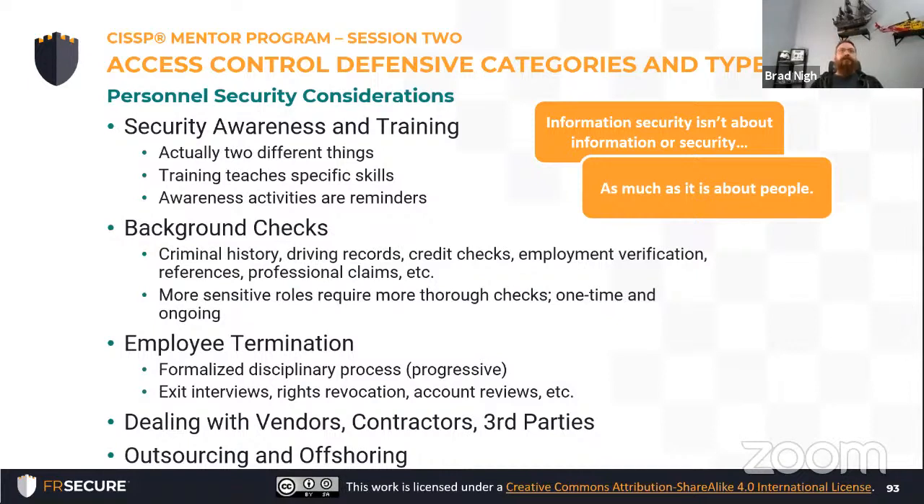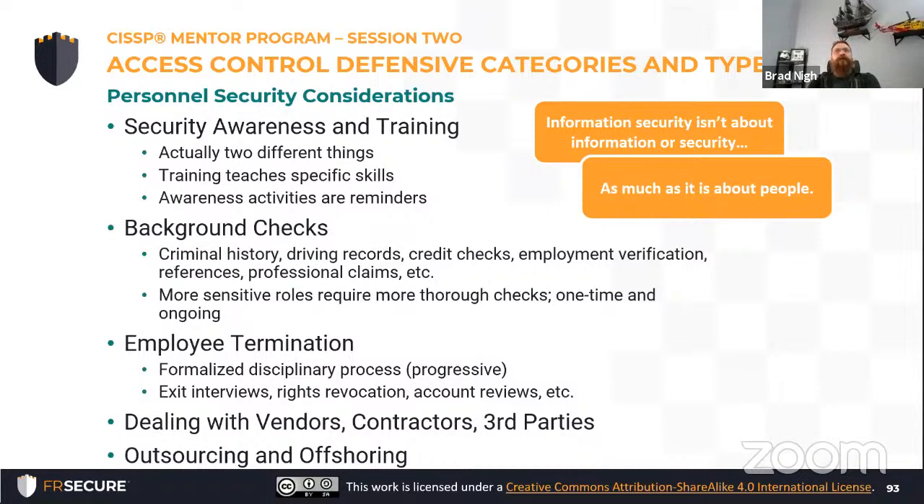Background checks, so there's a bunch of them: criminal, right? Driving records, credit, employment, whatever. What's important with background checks is the check that's being done is commensurate with the role, right? So if you're hiring a driver, yeah, you probably want to get the driving records, because you don't want to hire somebody who's got 5 DUIs or has a bunch of accidents, right?